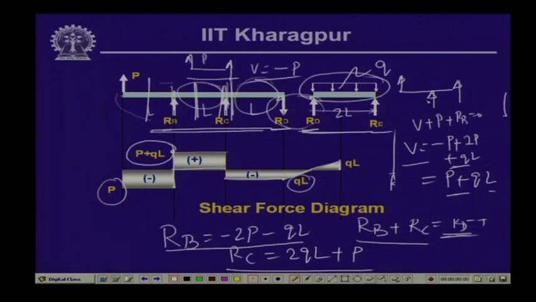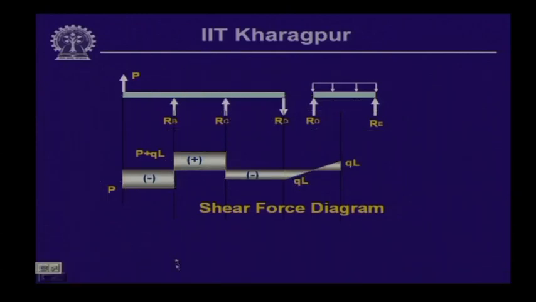Now, here you note that this is the maximum value of the shear force that we get anywhere within this beam. Here it is P, here it is Q L, here it is Q L, here it is P plus Q L. So, the maximum value of the shear force is P plus Q L, which occurs just after this particular reactive force B, and this is what was asked for in this particular example.